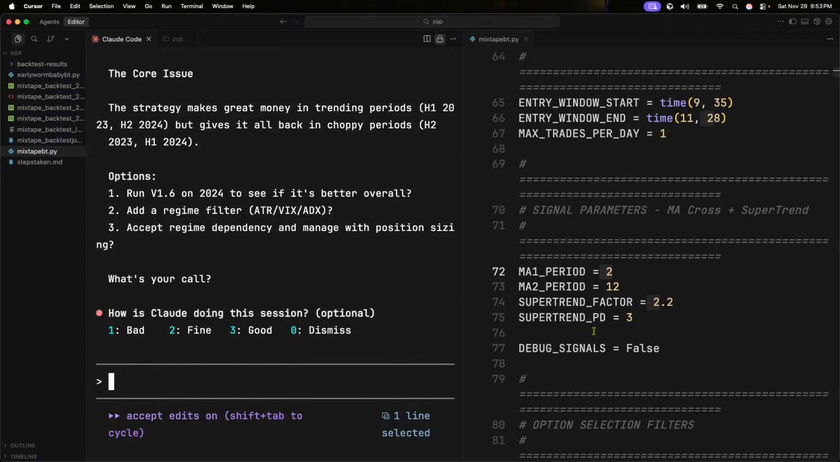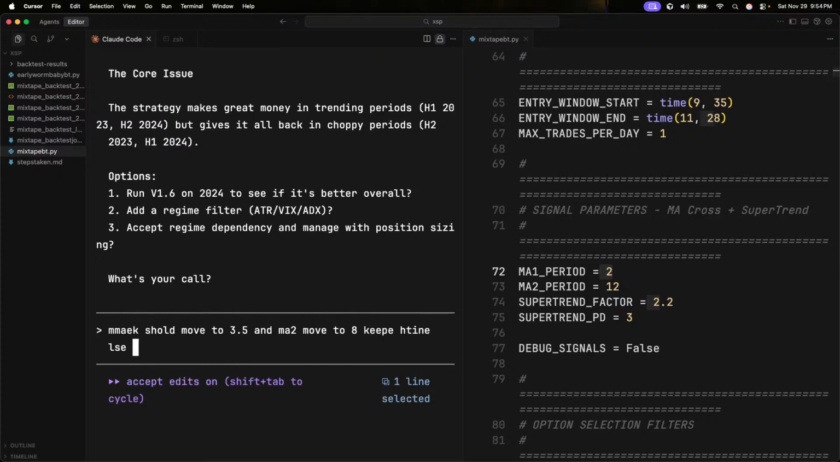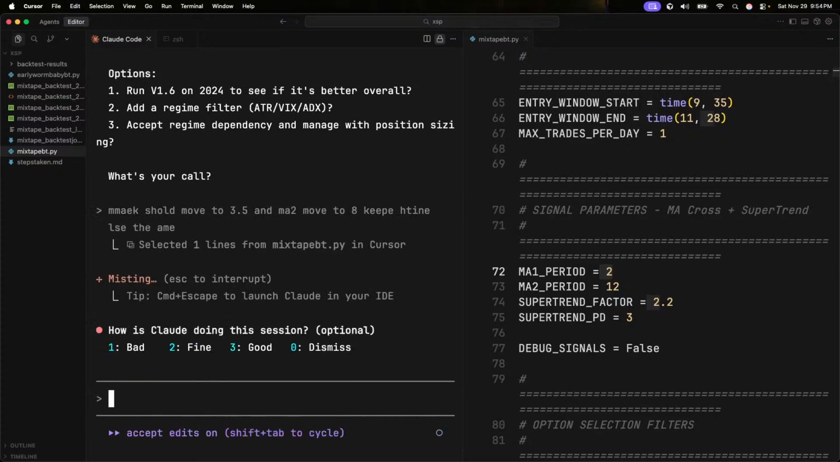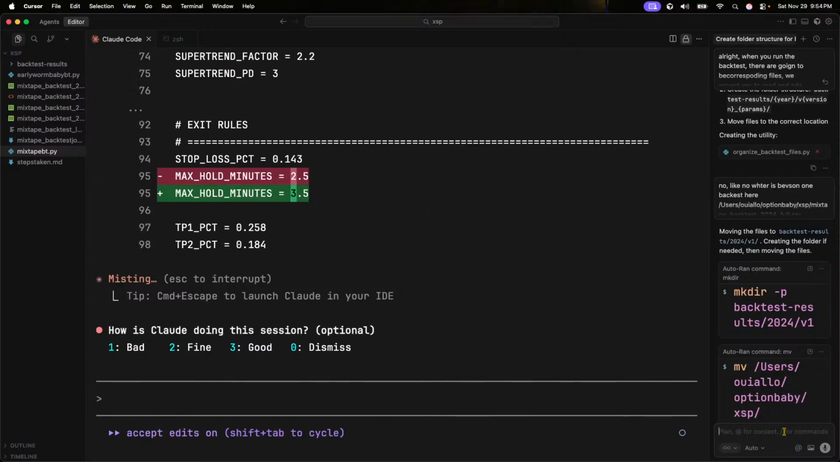So move max hold time to 3.5, and then MA2, move to 8, because it was at 5 before. All right, beautiful, and keep everything else the same. All right, perfect. Let's do the next one.